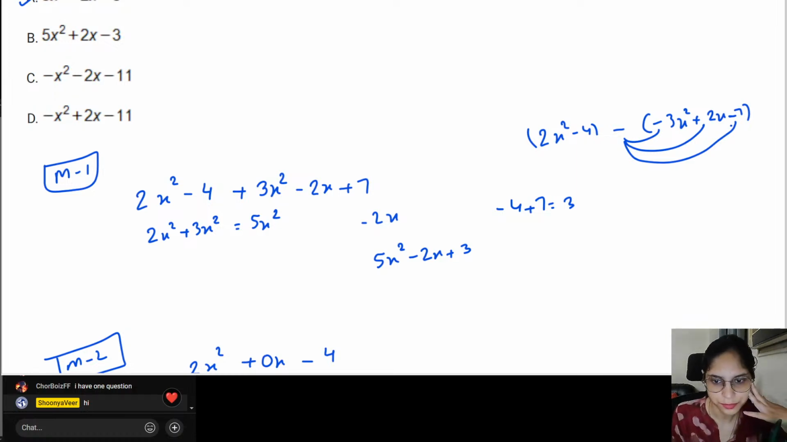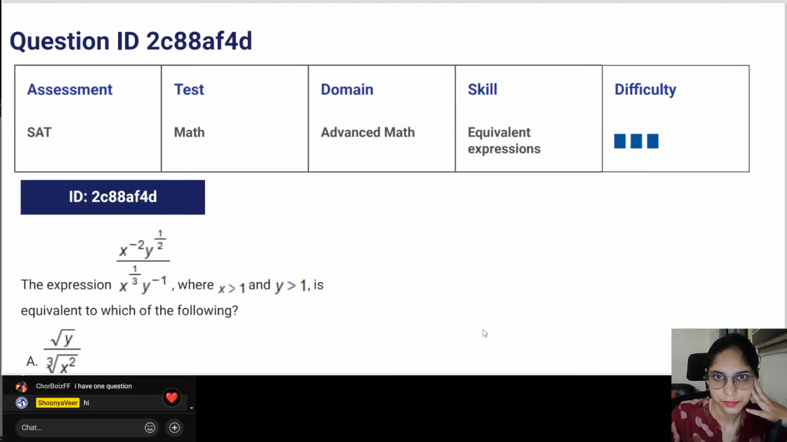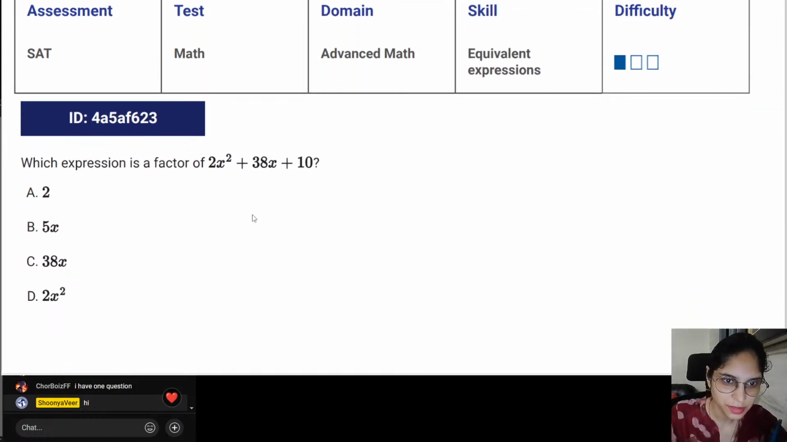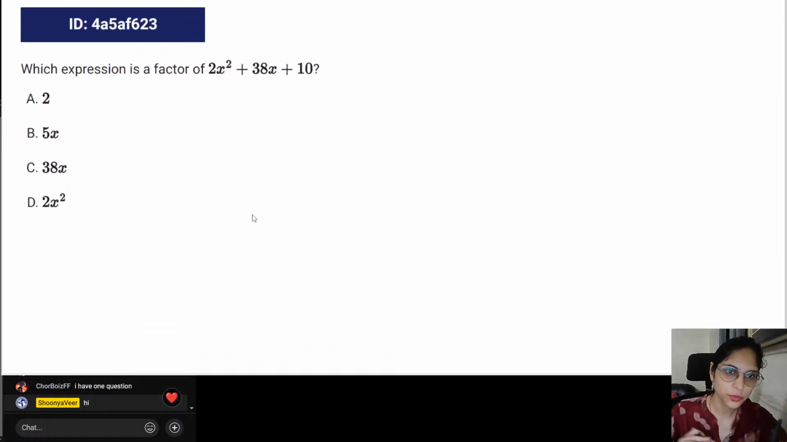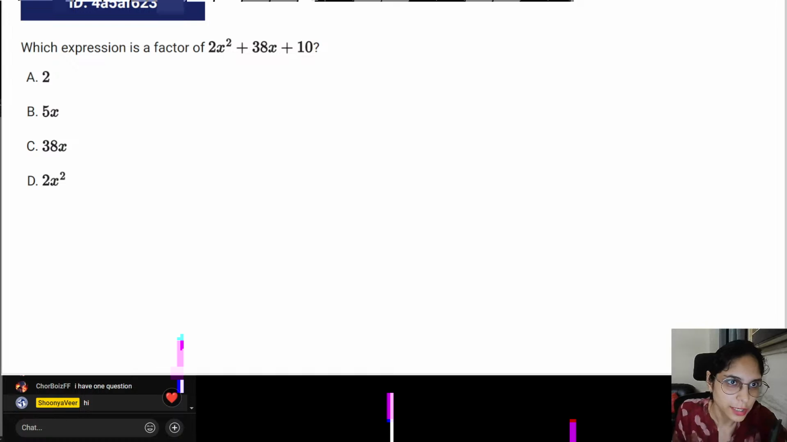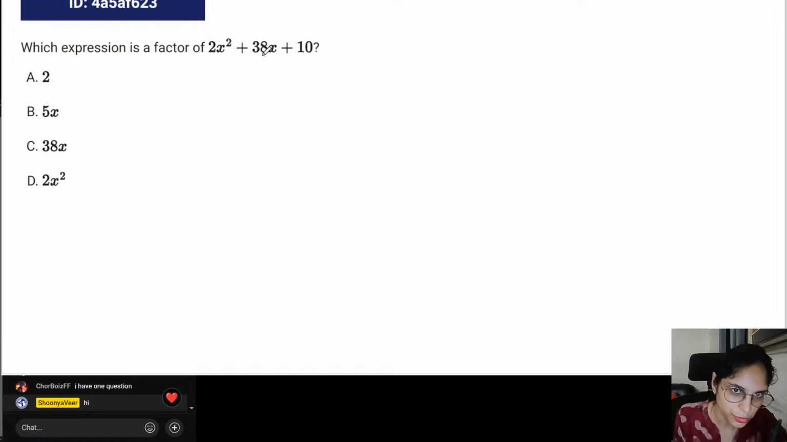Question number 34. Because in the last session, 50 questions took 4 hours, so I don't know how much these will take, but yeah. So now here they want to know the factorization, like I told you, operations, factorization, and laws of exponents. This is what kind of questions we are going to get in this particular module.